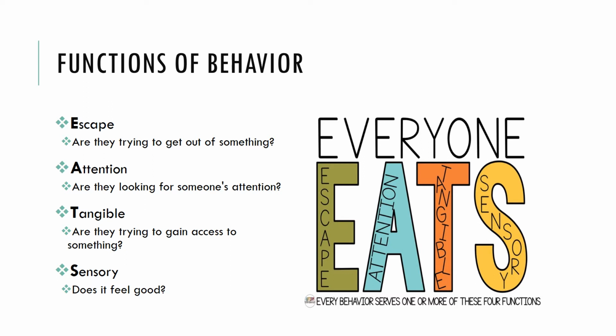Next, we have tangible. Does the behavior result in gaining access to a preferred item? This could be things like toys or food. And last, we have sensory. Does this behavior feel good? This could be scratching an itch or maybe rubbing your temples when you have a headache.